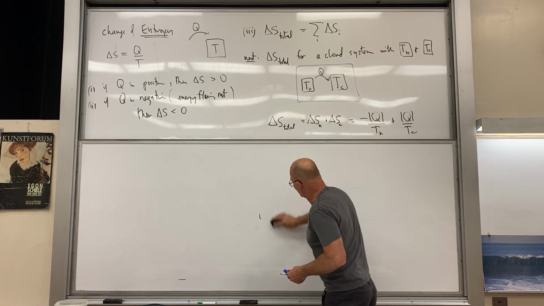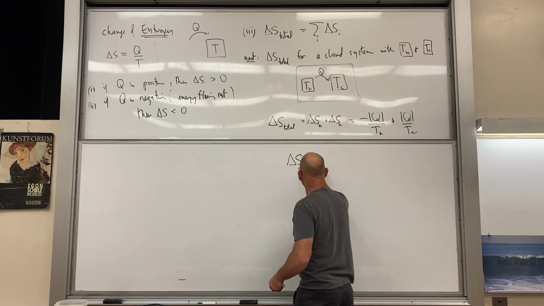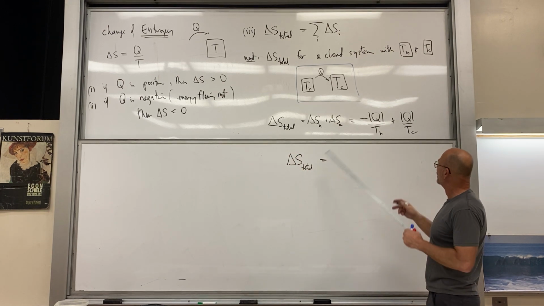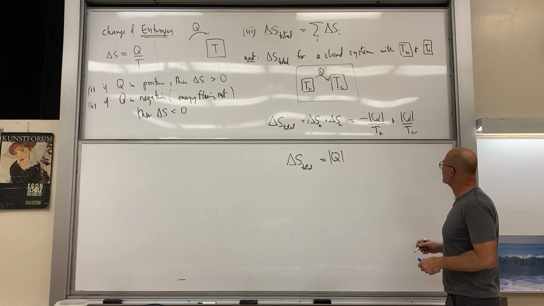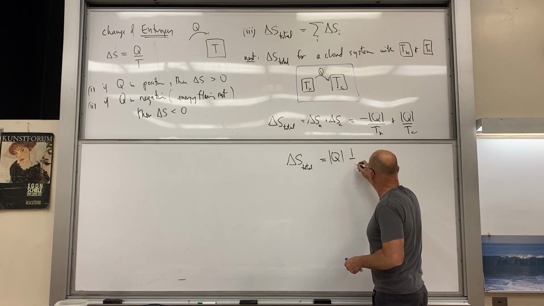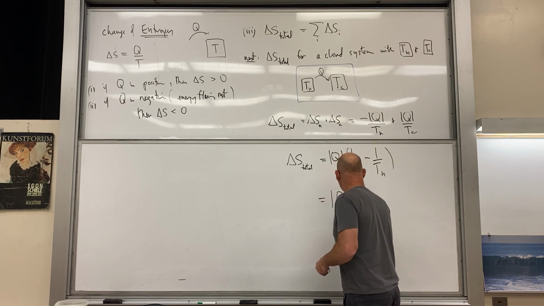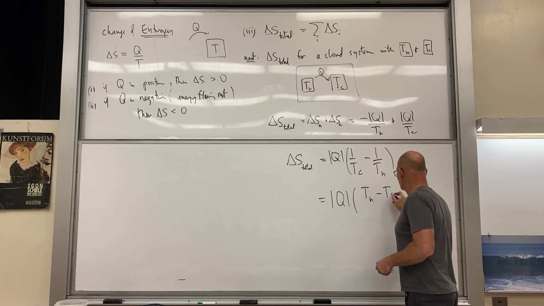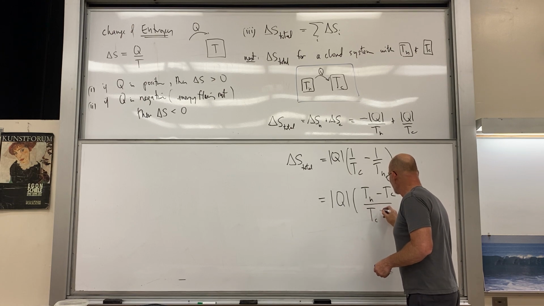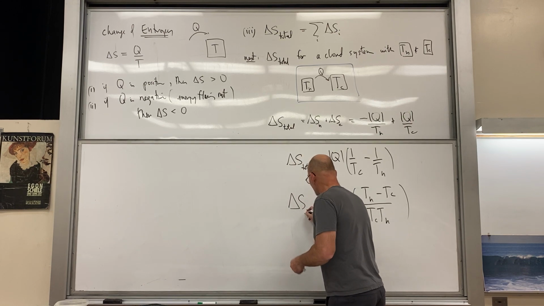And let's see what happens with this basic scenario. We have delta S total equals, we can pull out the Q, which is a positive number, then I have 1 over T_C minus 1 over T_H. And to make it more explicit, I can get a common denominator, and I have (T_H minus T_C) over T_C T_H. Okay. So we could look at either one of these. I'll put a box around this one.